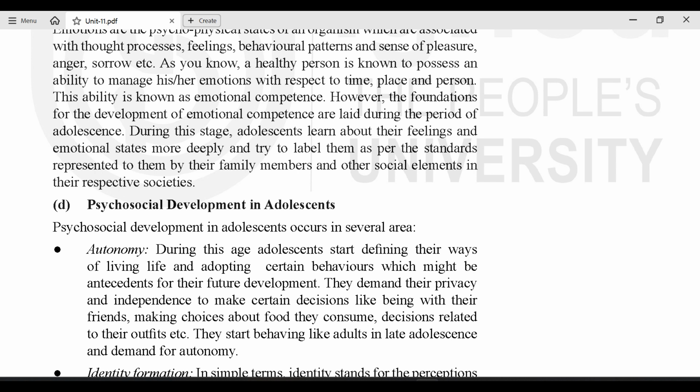They demand their privacy and independence to make certain decisions like being with their friends, making choices about the food they consume, decisions related to their outfits, etc. They start behaving like adults in late adolescence and demand autonomy.